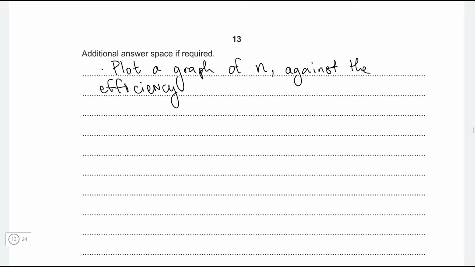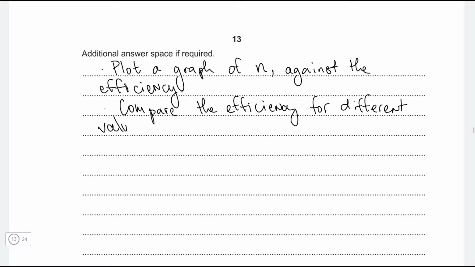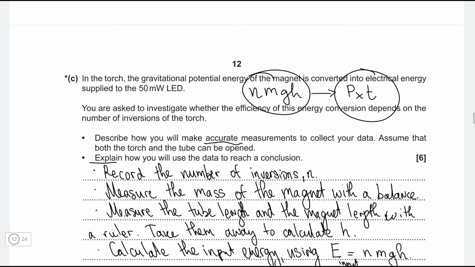After we've done that, we could compare the efficiency directly for different values of n. So let's just write this down. So I'll just say to compare the efficiency for different values of n.